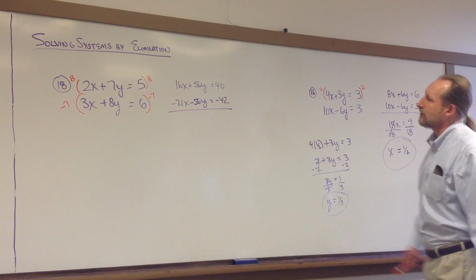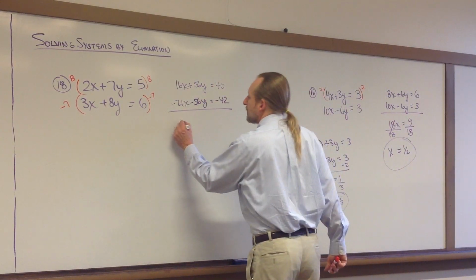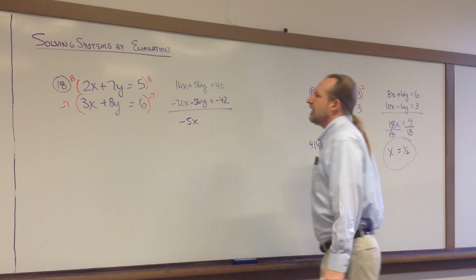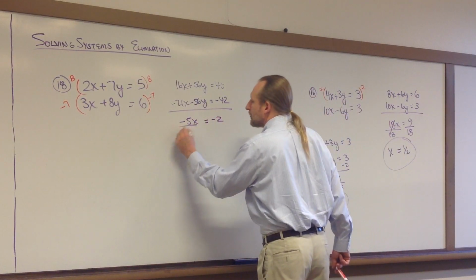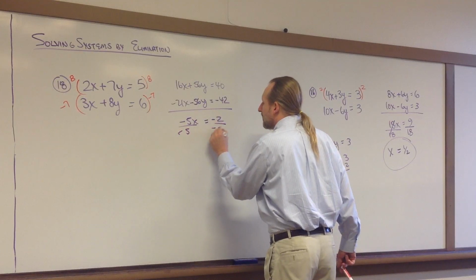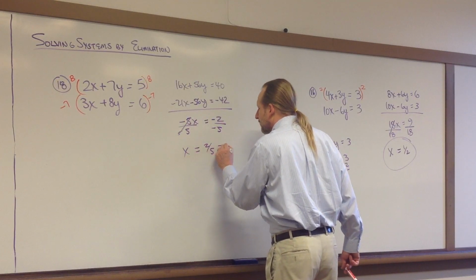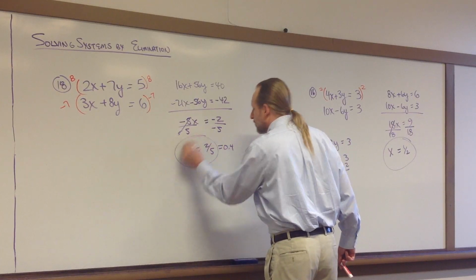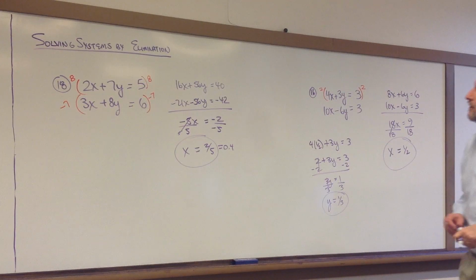All right, now it's all nice and set up so that the y's will cancel. Over here looks like we're going to get negative 5x, and over here negative 2. So divide on both sides by negative 5. X is going to be 2/5, which is also 0.4. And there's nothing wrong with using the decimal, that's just fine.